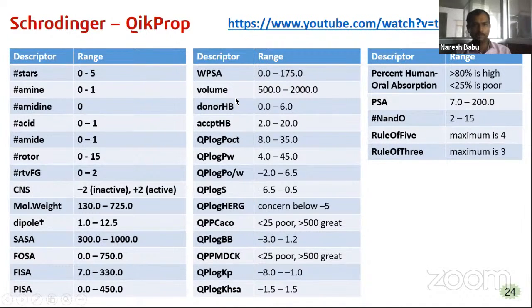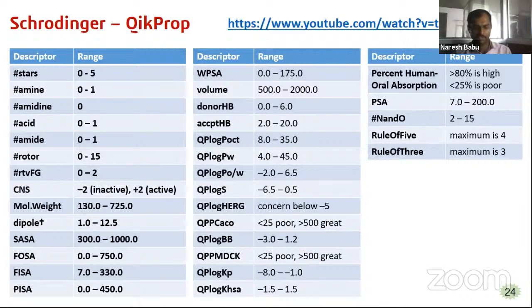And the volume of the compound, number of hydrogen bond donors, number of hydrogen bond acceptors, and the solubility in octanol, the solubility in water, and octanol/water partition coefficient, and log S indicating the water solubility of the compound. And HERG inhibition, always it should be below -5. And Caco permeability, Caco-2 cells permeability.